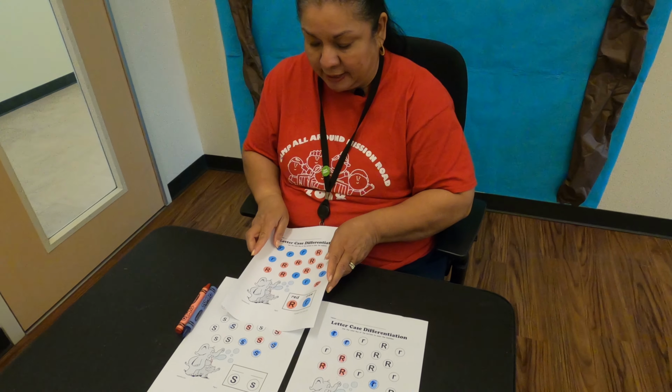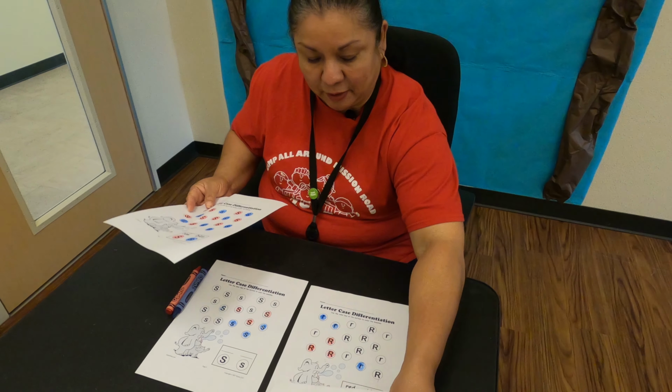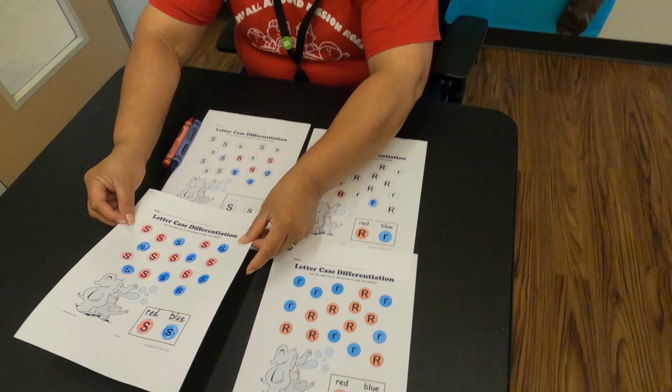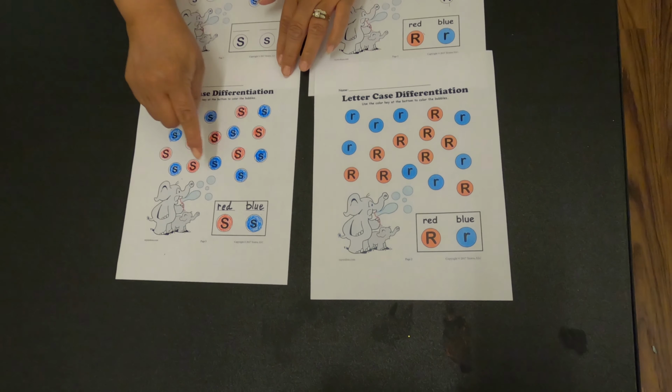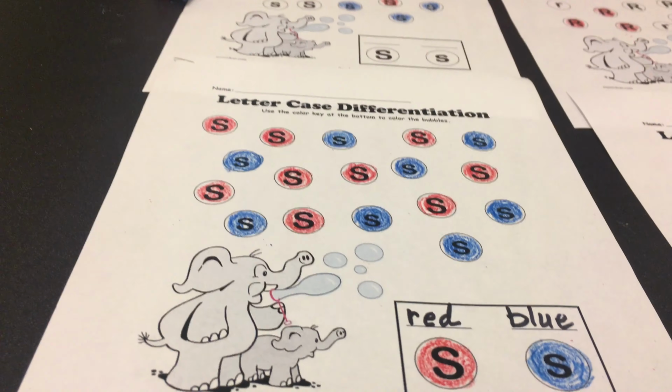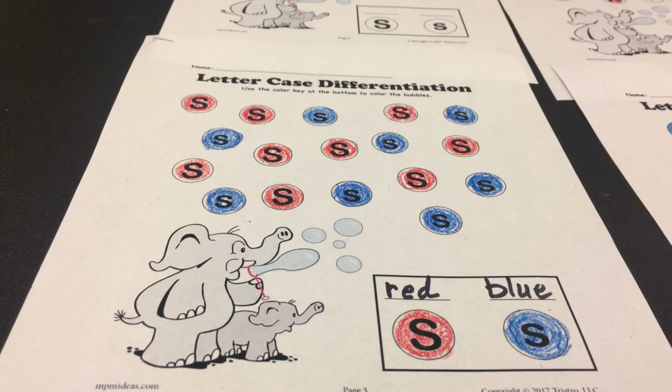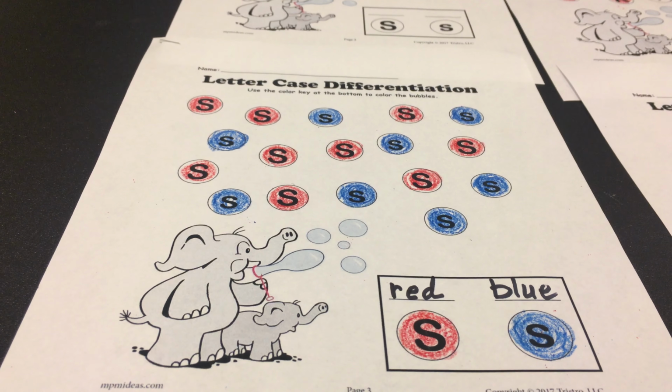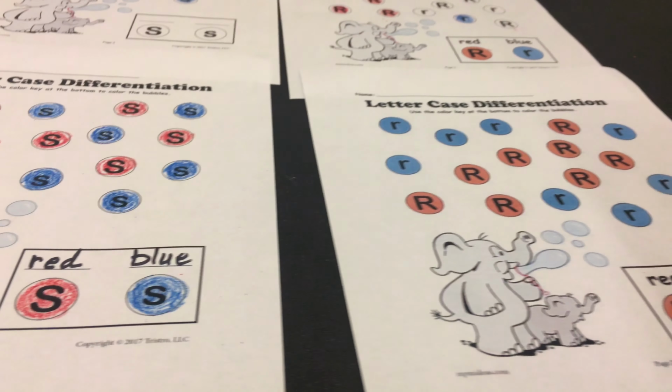So once you're done, here is your letter R, and here's our letter S, which here it's written down. So don't forget to pull out your blue crayon and your red crayon, and have fun coloring it.